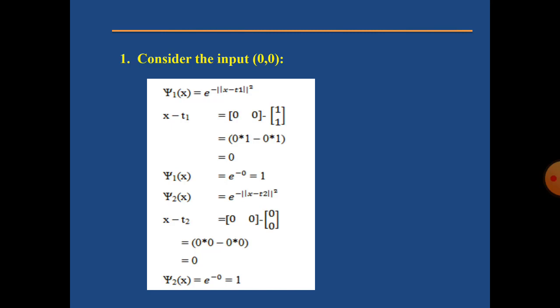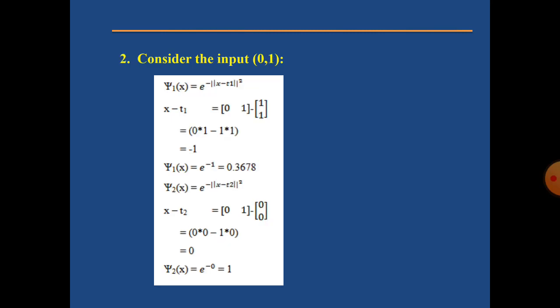Similarly we have calculated psi2 of x. For that also we got e to the power 0, that is nothing but 1. Next, we will go for the next input, that is 0 1. Using this input we calculate the value of psi1 of x as well as psi2 of x. Here x minus t1 is minus 1, so psi1 of x equals e to the power minus 1, that is 0.3678. So psi2 of x is 1.